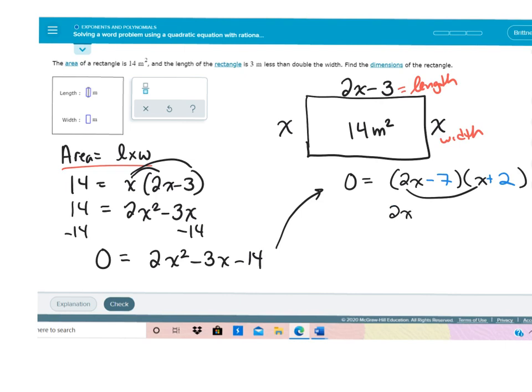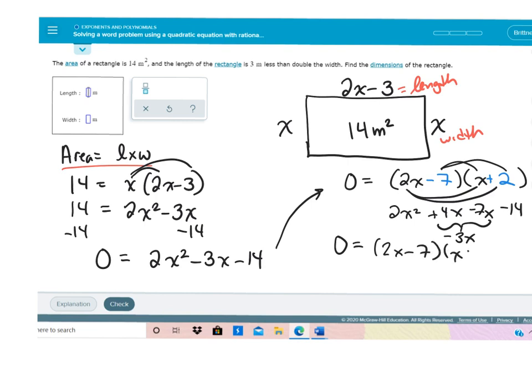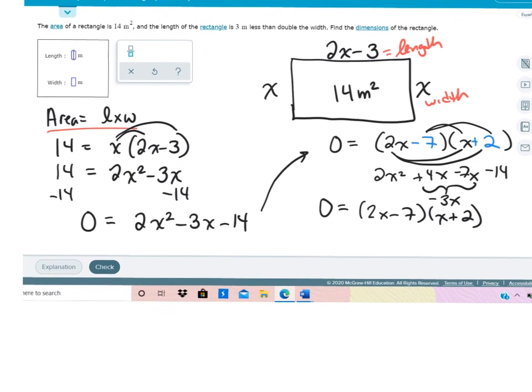So that's 2x squared. That's 4x. That's negative 7x, and that's negative 14. So those two together give me negative 3x. So 0 equals 2x minus 7 and x plus 2. Now we have it factored.